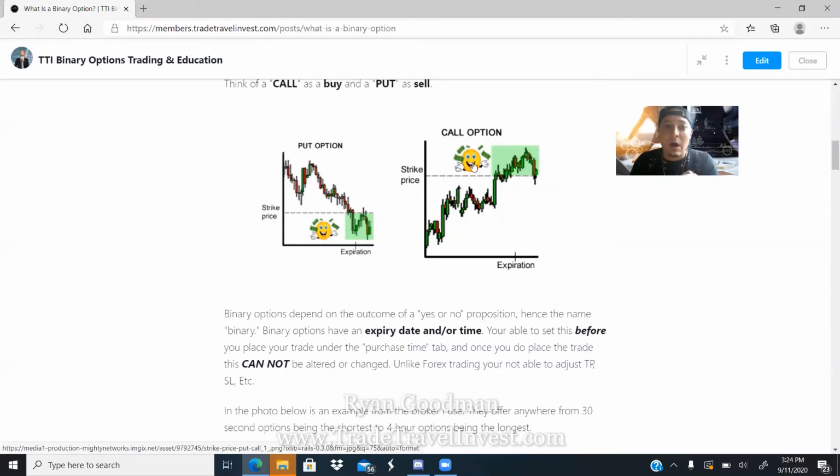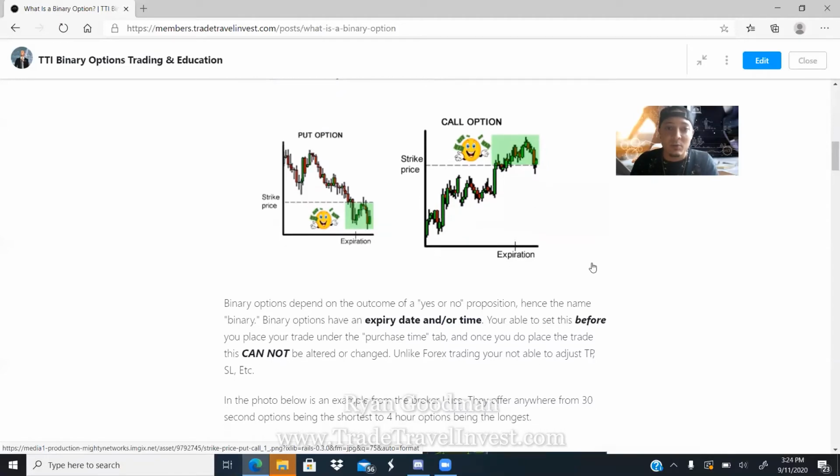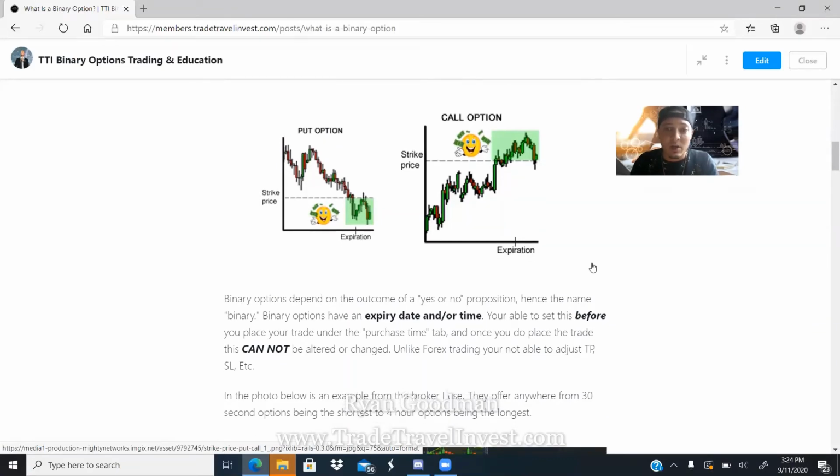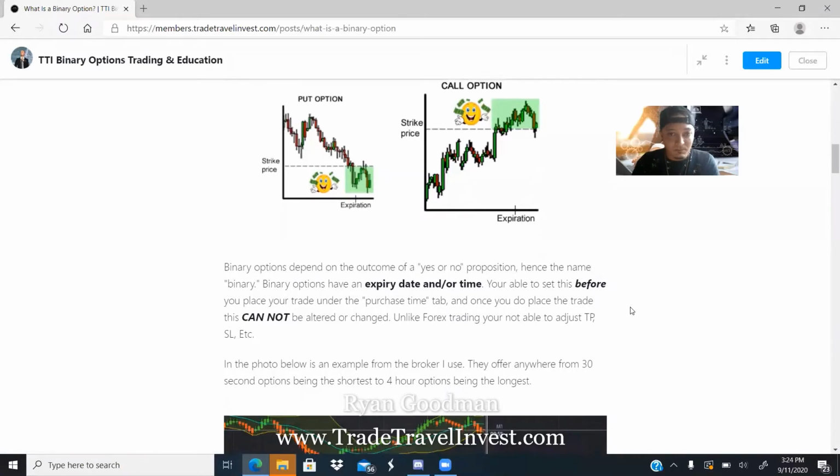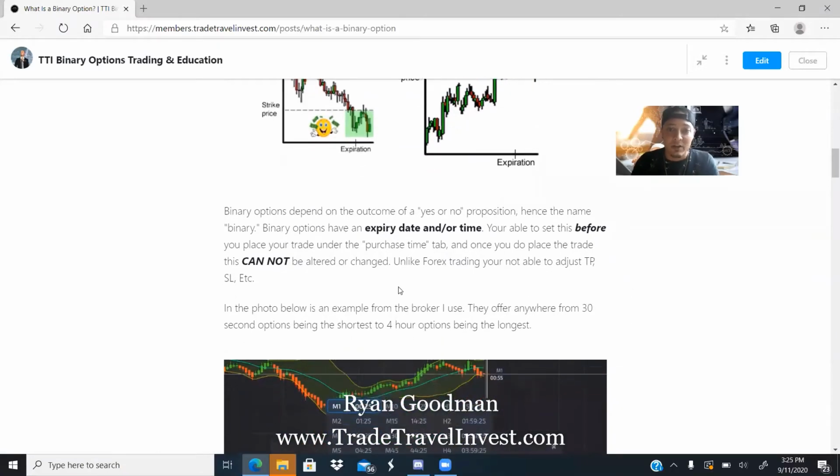It doesn't matter how big or small you win by. Your percentage is going to be exactly the same with binary options. So it doesn't matter if you win by 1 pip or 1,000 pips. You're still going to collect that exact same amount of profit, which is pretty cool. So binary options is based on a yes or no proposition, hence the name binary.